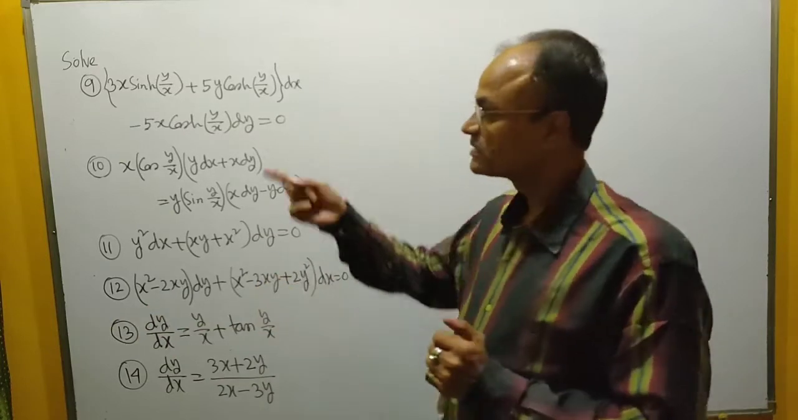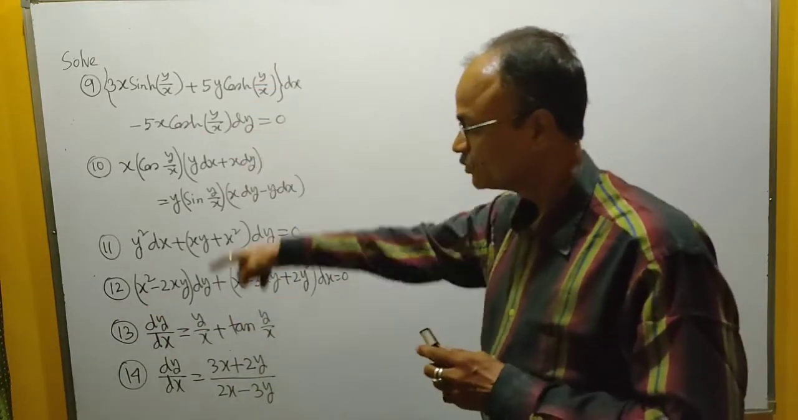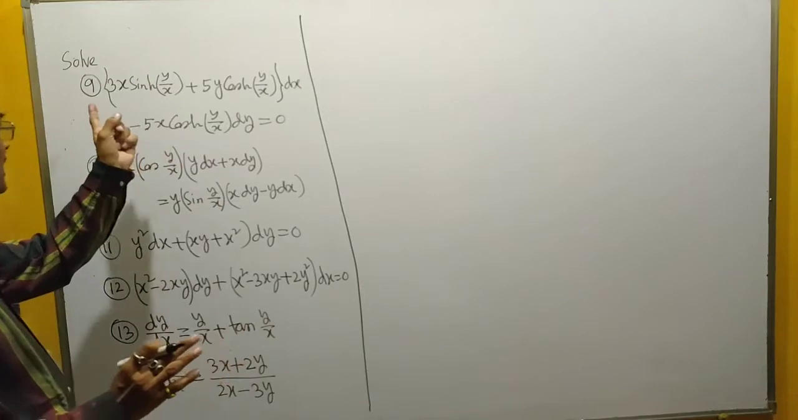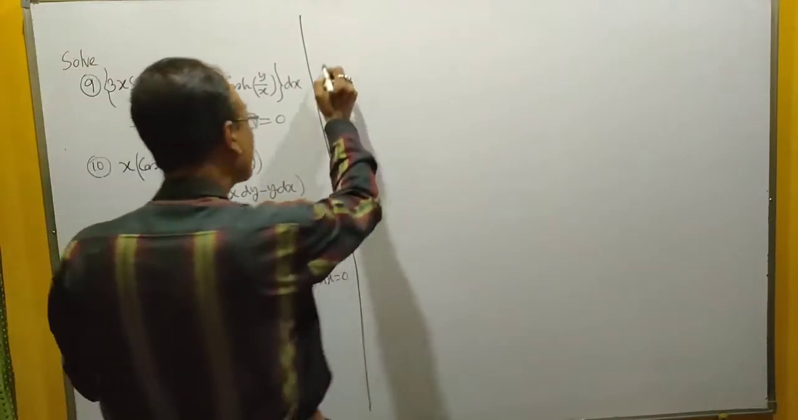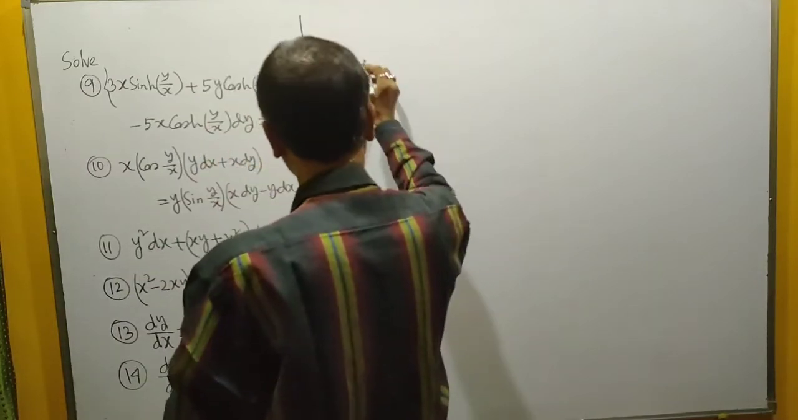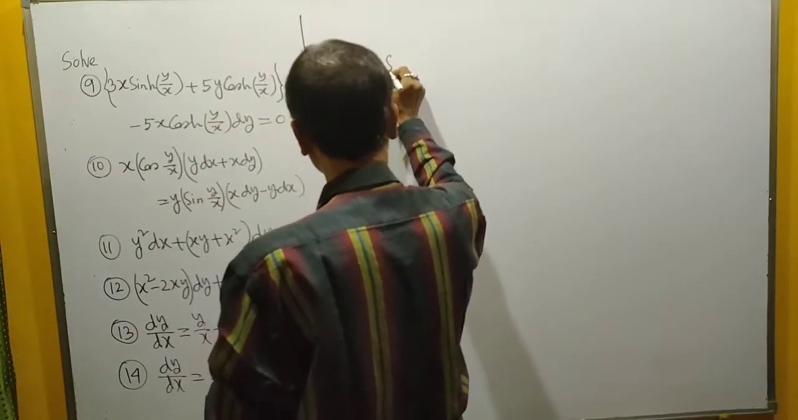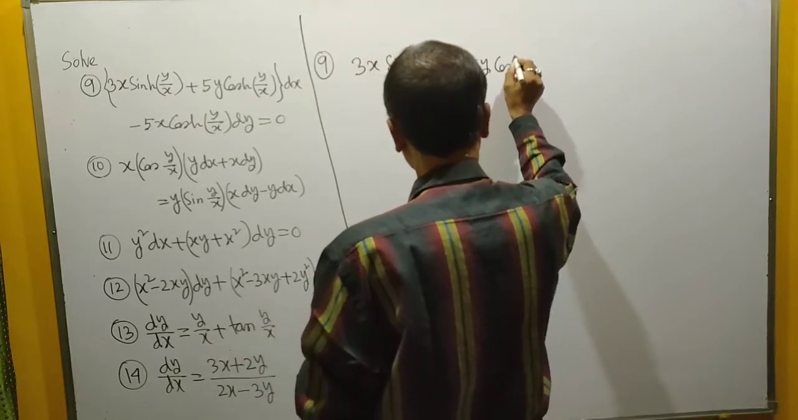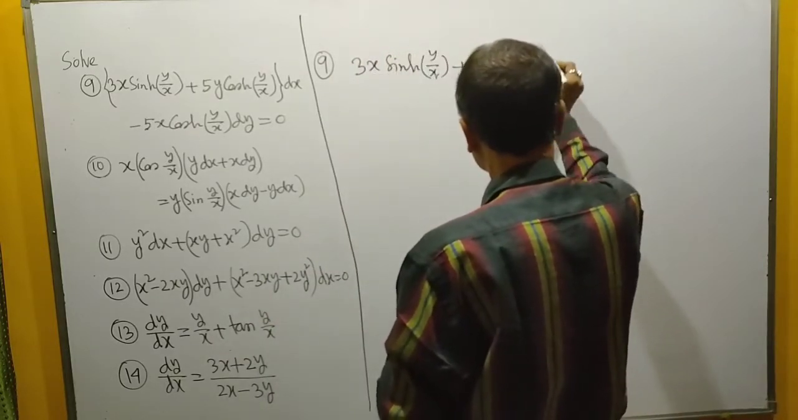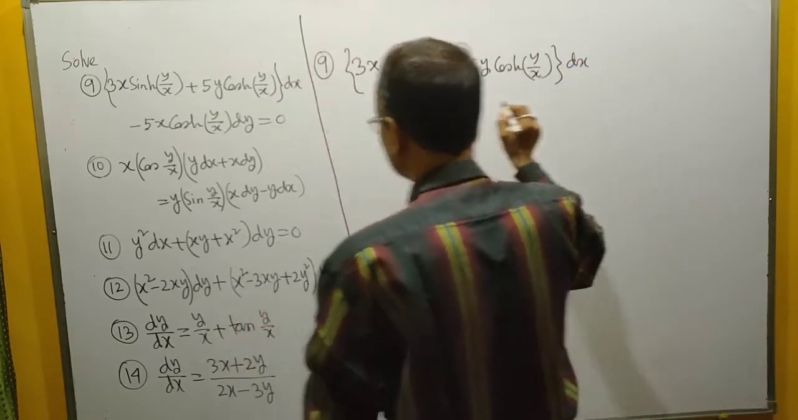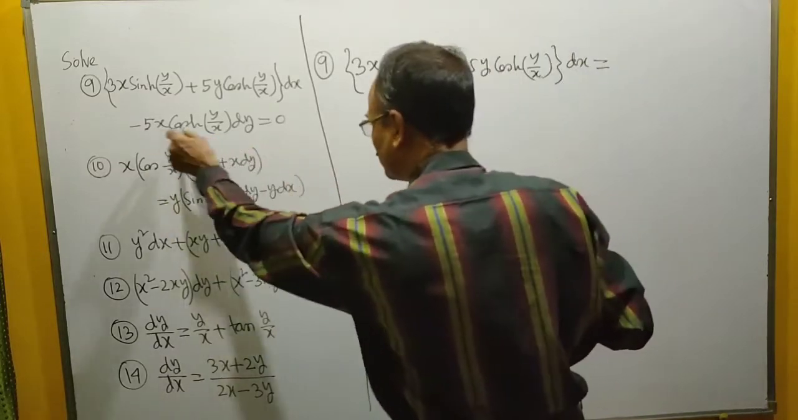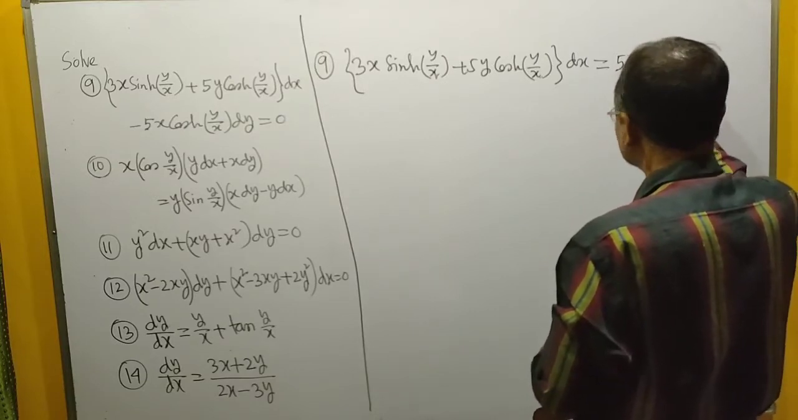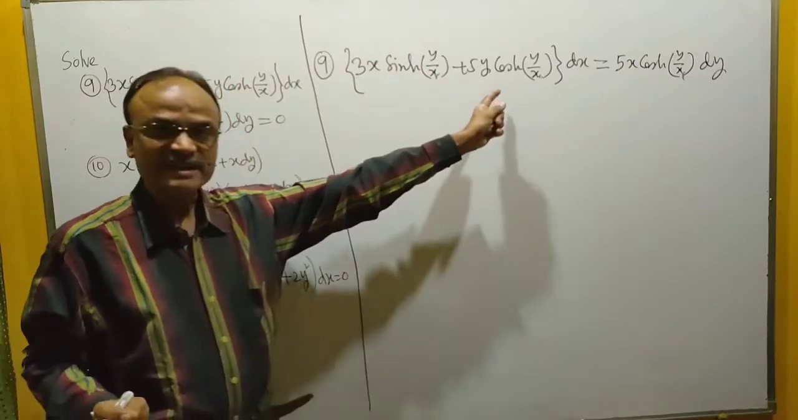Today, we shall try to solve problems number 9 to 14. Question number 9 is this. The given differential equation is 3x sinh(y/x) + 5y cosh(y/x) dx minus this equal to 0, which means you may write 5x cosh(y/x) dy. You may write like this.